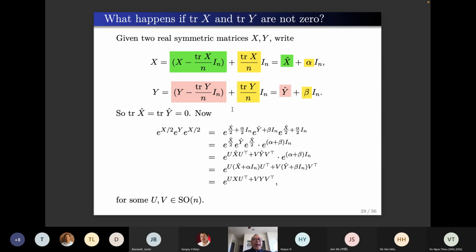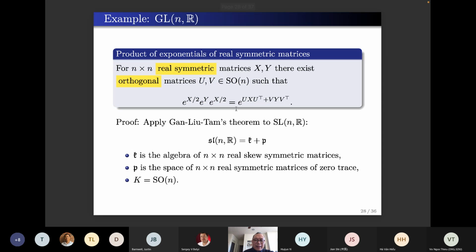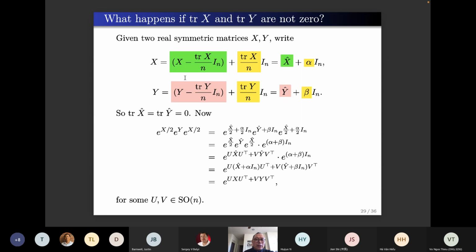Then you may say, what happens if trace X and trace Y are not zero? Because I didn't mention that this P has zero trace. But what happens if X and Y have non-zero trace? Don't worry, it works. It's just a little trick: you can decompose your X and Y that way, and then through multiple operations of algebra, you get that. So the difference is a center, so it can be handled.